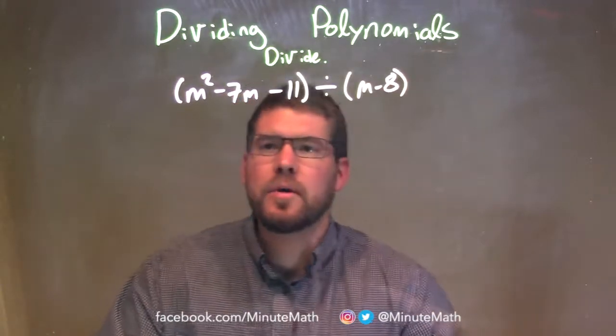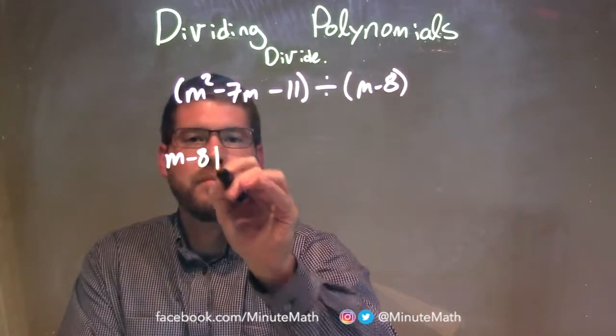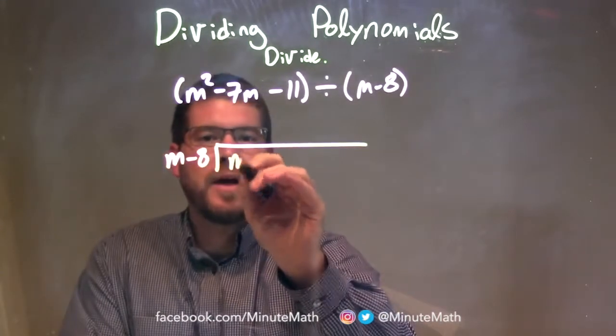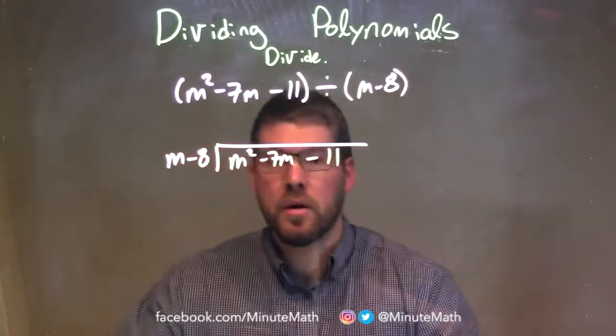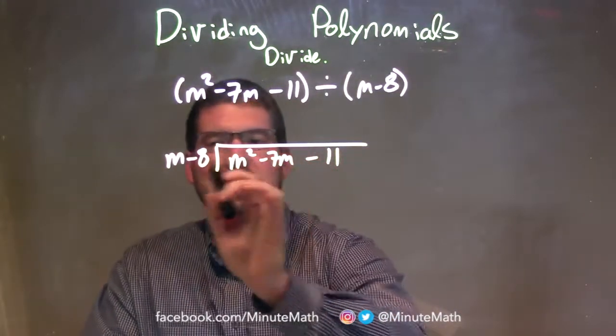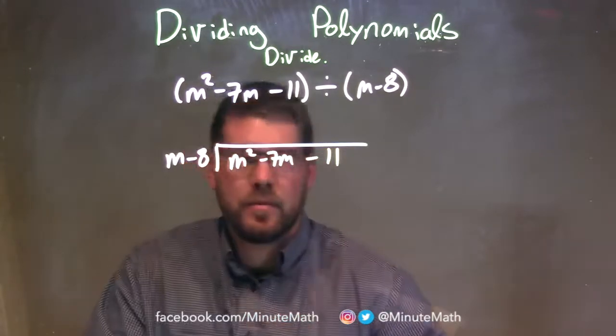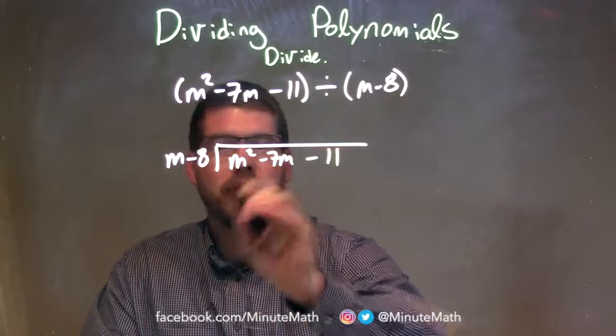Okay? Well, I'm going to do some long division here, so I'm going to write my m minus 8 and have it go into my m squared minus 7m minus 11, just like normal long division. So then I'm going to ask myself, okay, what times m gives me m squared? Pretty simple, that's just m, right? M times m gives me m squared.